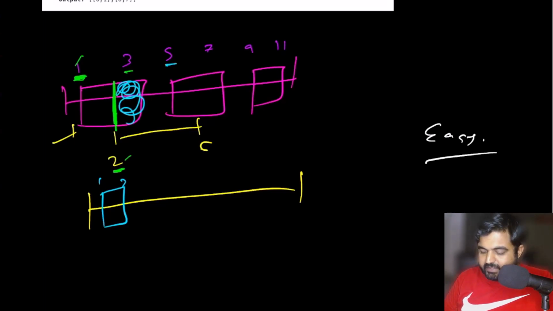Okay, now we are on the next interval. Again, for the next interval we are going to check whether its ending value is greater than the ending value of the part we are trying to remove.